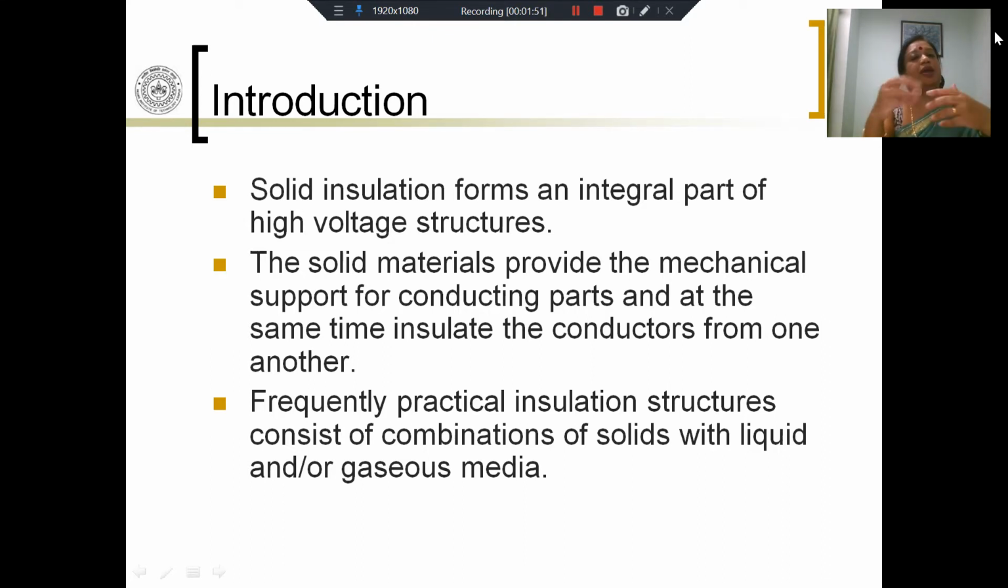But in addition, we may incorporate a gas, and that gas will fill up the spaces, the blanks that are left between the conductor and the insulator. So frequently, especially when we are using solids, we would be using a combination of solids with a liquid or a combination of solids with a gas. It comes with its advantages and disadvantages, and we will discuss this when we talk about composite insulator materials. Right now, let us concentrate on solids.